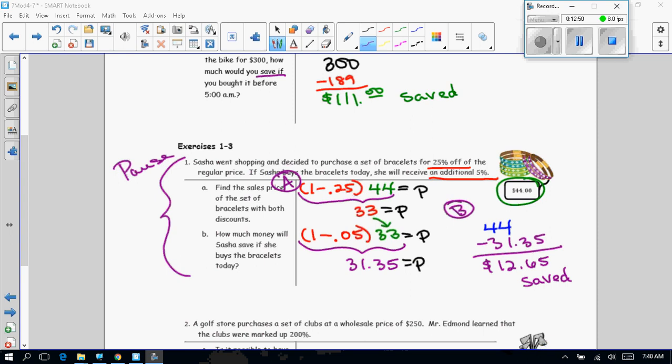Then to know how much I saved, I just subtract. So when you're at Kohl's, they're like, oh, look, you saved, and they circle $12.65, and they're like, look how much money you saved. And you're like, oh, okay, thanks.